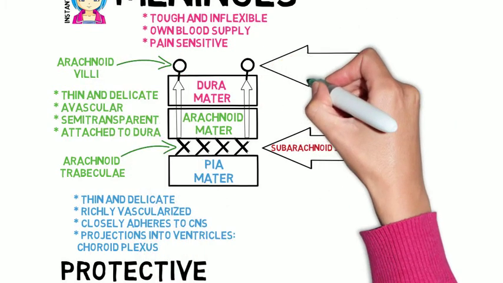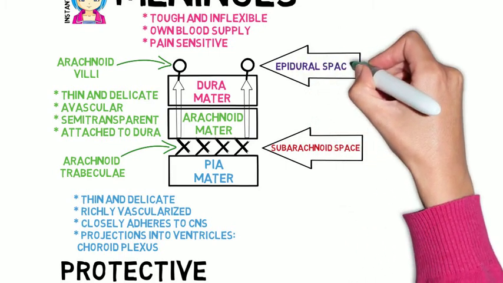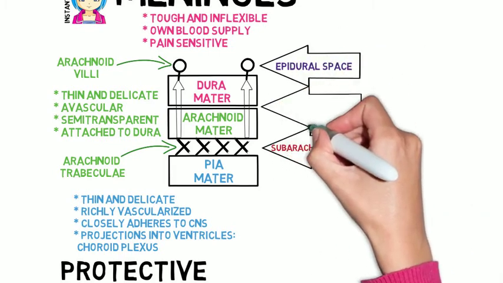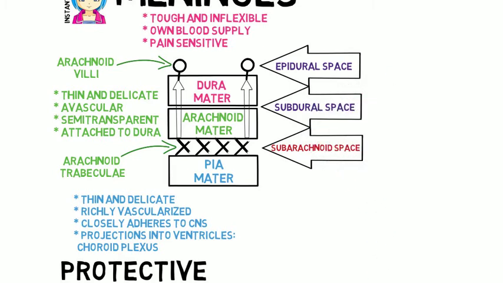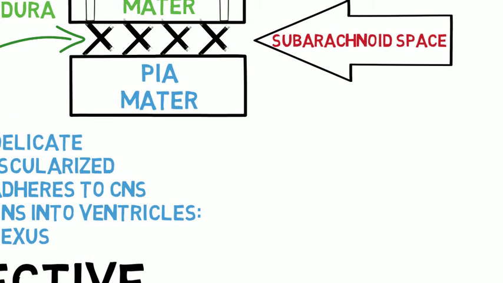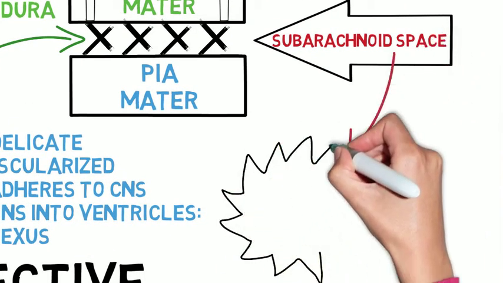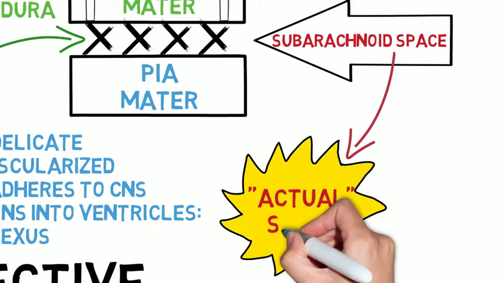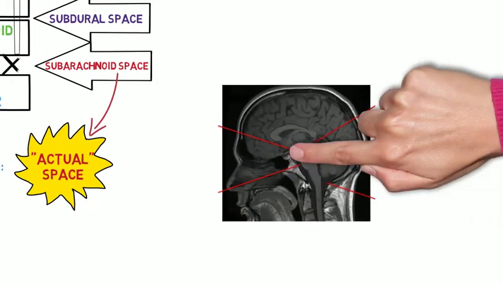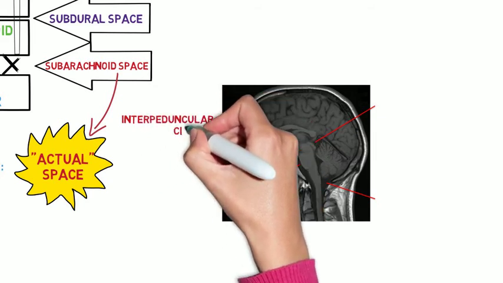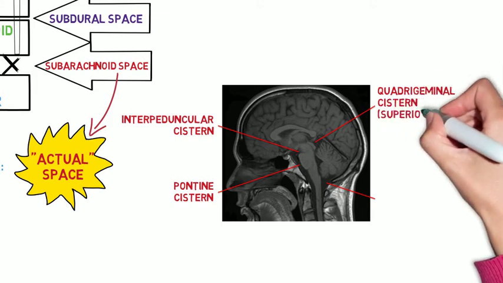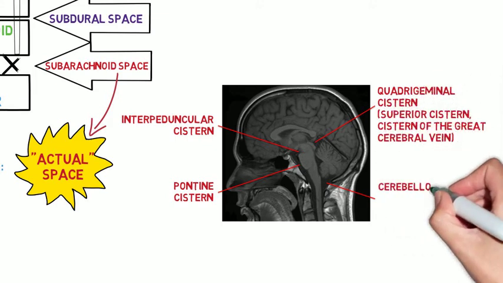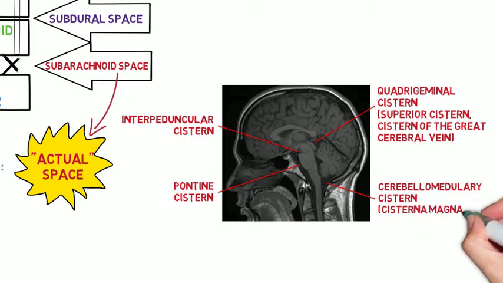The space above the dura is called the epidural space, and below the dura is called the subdural space. Although we have labeled 3 spaces on this diagram, we need to understand the difference between actual and potential spaces. The subarachnoid space is an actual space, filled with CSF. Openings in this space are called subarachnoid cisterns. There are 4 major subarachnoid cisterns: the interpeduncular cistern, pontine cistern, quadrigeminal cistern, and cerebellomedullary cistern.